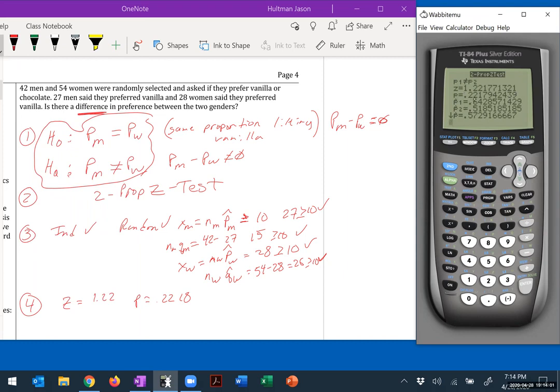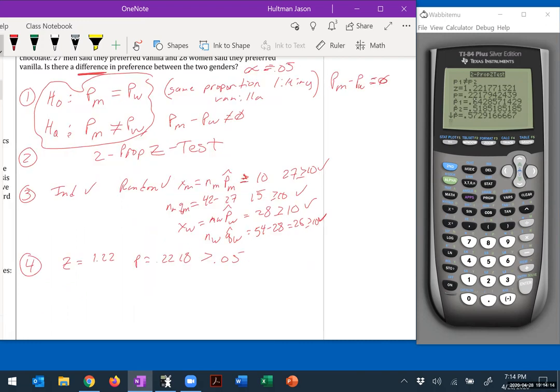The p-value is 0.2218. Now, 0.2218 is greater than 0.05. If I use a significance level of 0.05, then what's my conclusion? Am I going to accept the null, or am I going to reject the null and accept the alternative? Well, I'm going to accept the null. Or we say fail to reject the null. We don't know that it's true, but we're not going to say it's false. We don't have enough evidence.